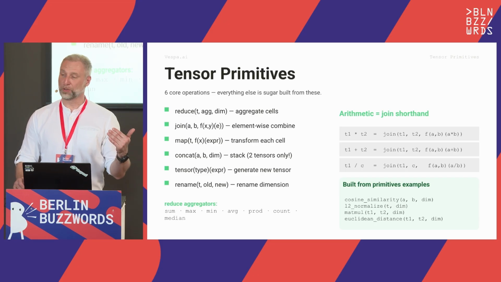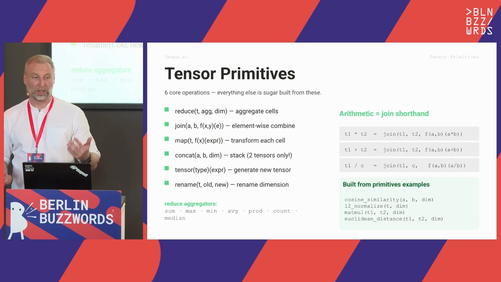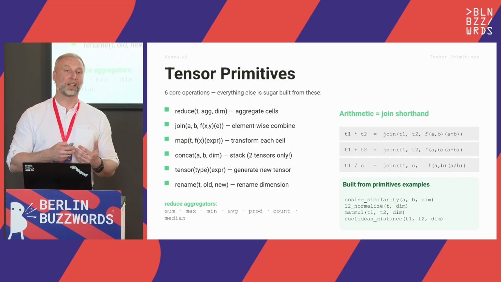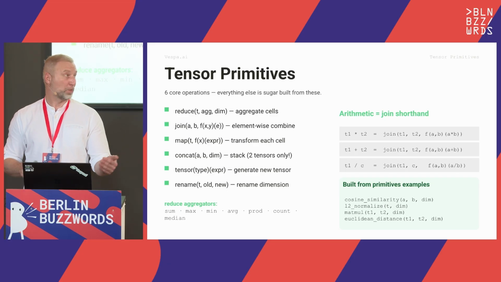So those reduce, join, map, concatenation, those are the primitive functions to create any other higher level functions, which is basically, as you see here.